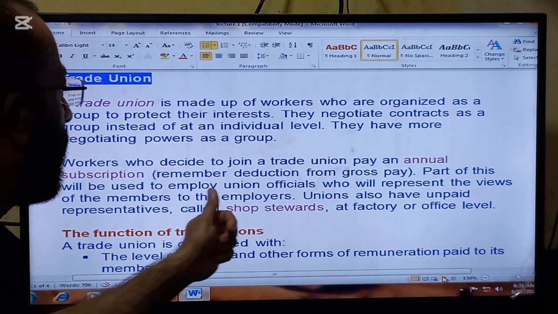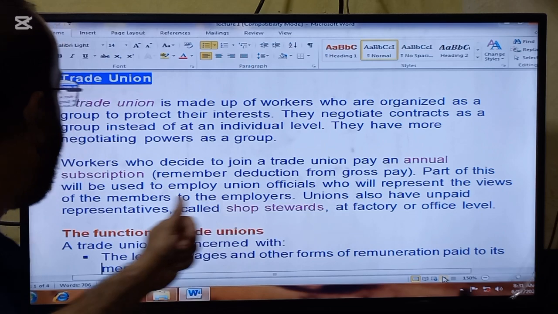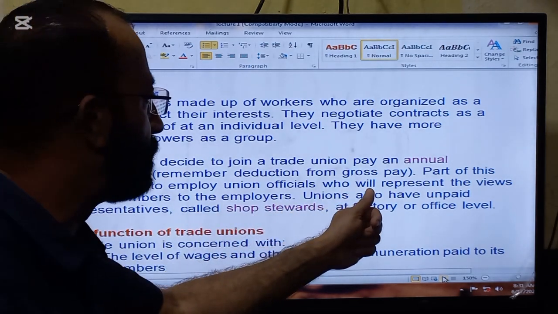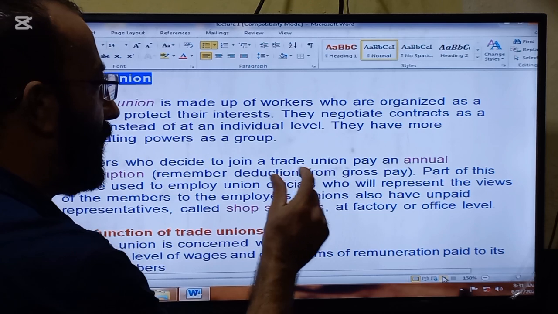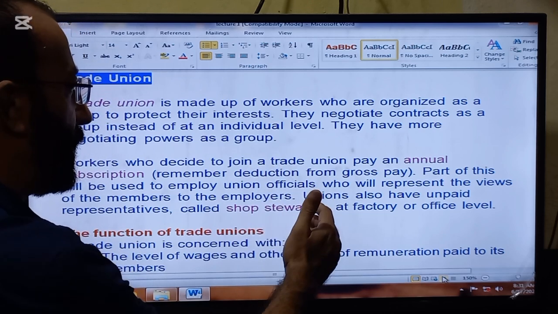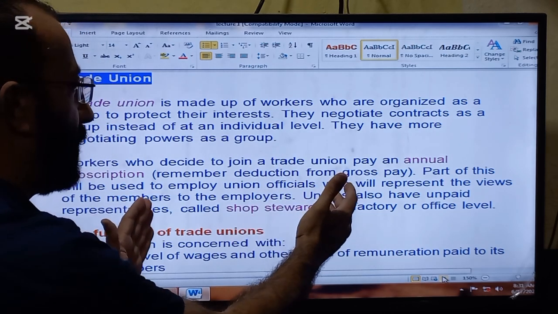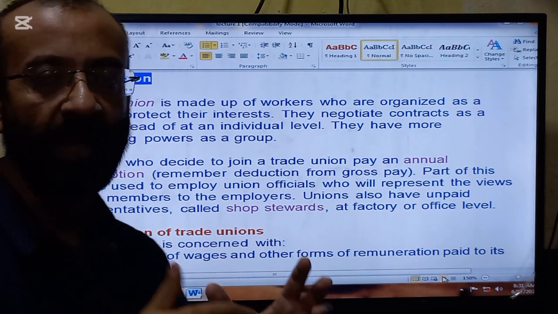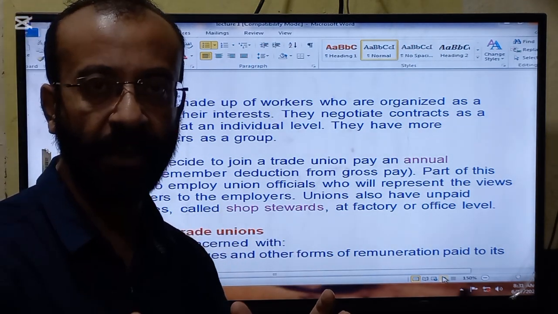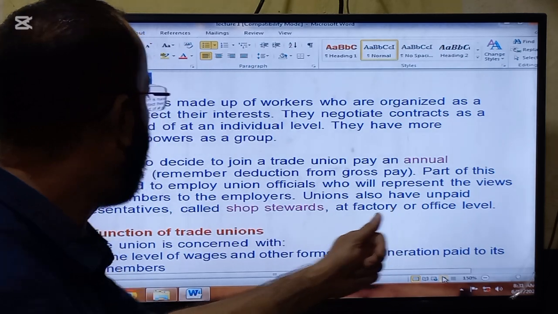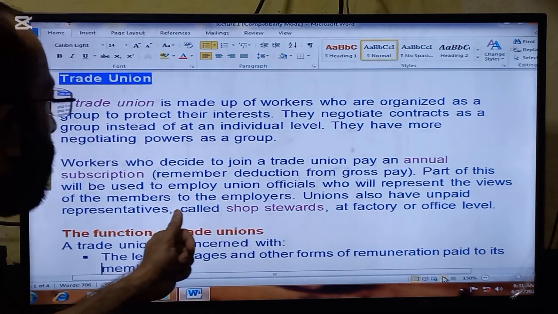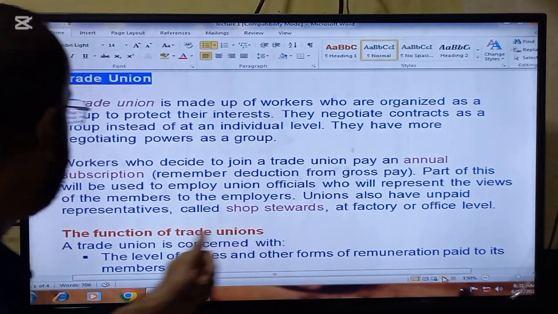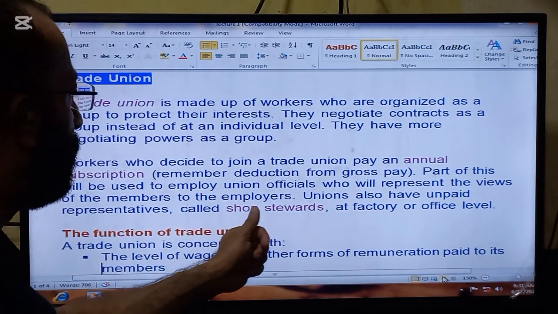Workers who decide to join a trade union pay an annual subscription. Remember, deduction from the gross pay. So this is the portion of their salary which is deducted to pay to the trade union as a member, because to function the trade union, part of this will be used to employ union officials who will represent the views of the members to the employers.